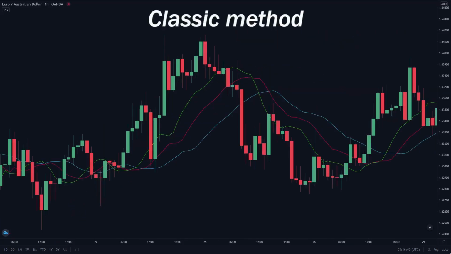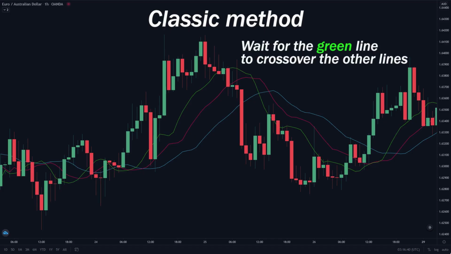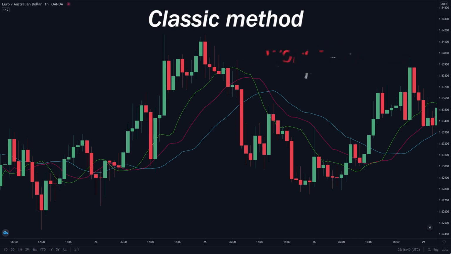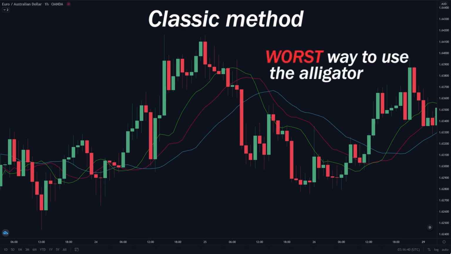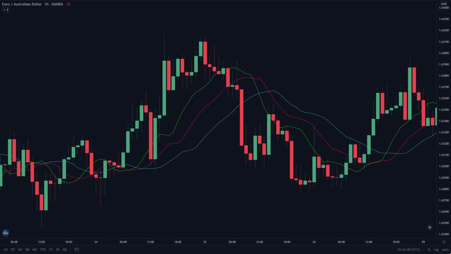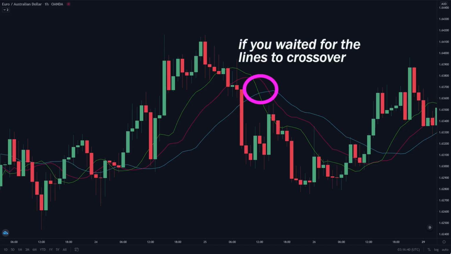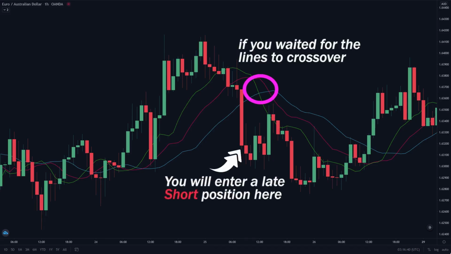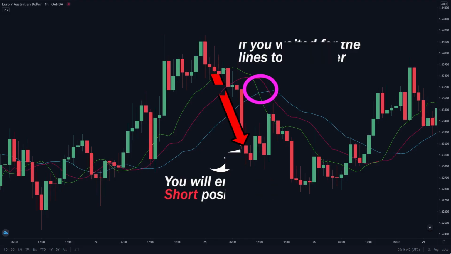So the classic way of using the indicator is to wait for the green line to cross over the other lines. When the green line crosses below, you take a short position, and when the green line crosses above, you take a long position. Well, that's actually the worst way you can think of using the alligator strategy, because the alligator is inherently a lagging indicator. So if you waited for the lines to cross over, you would have entered in a trade very late. You will miss huge trends like this.